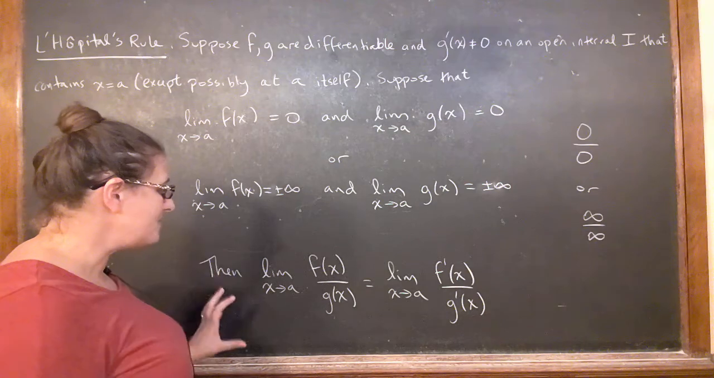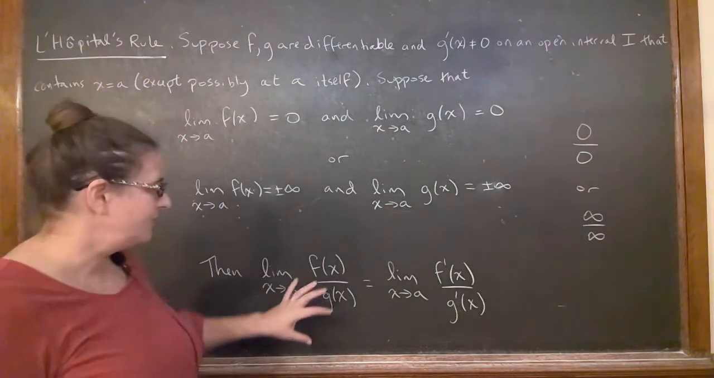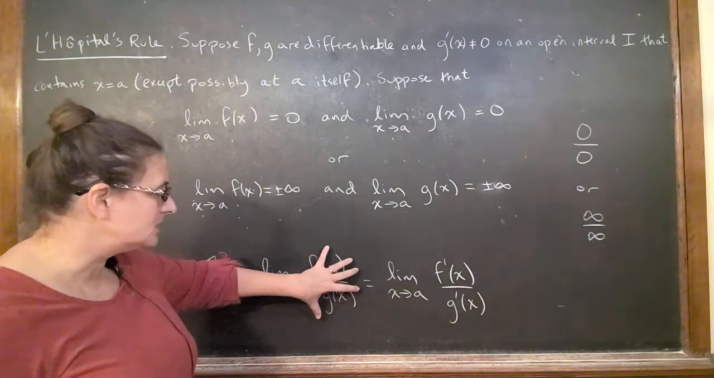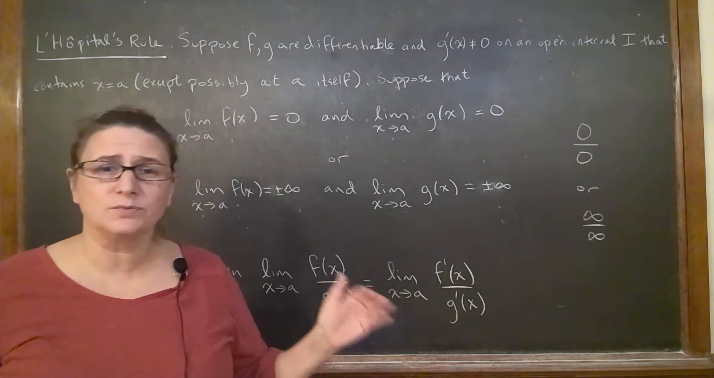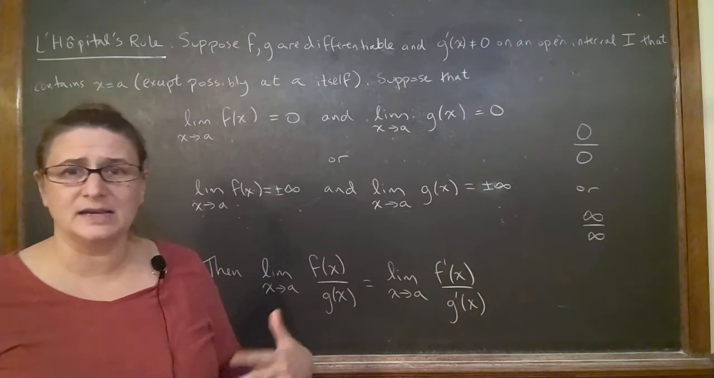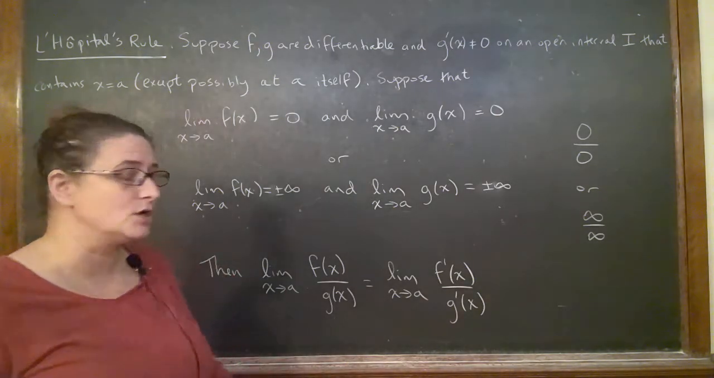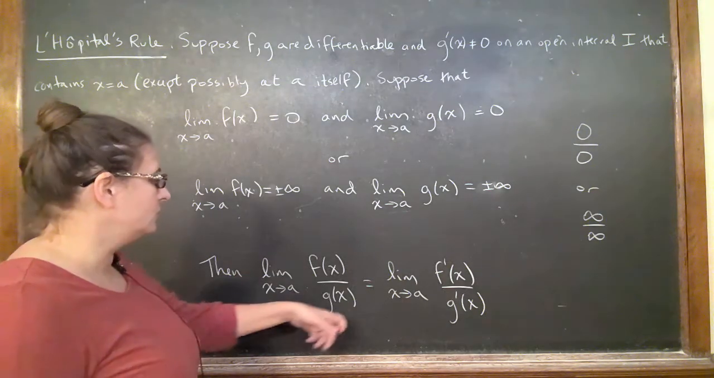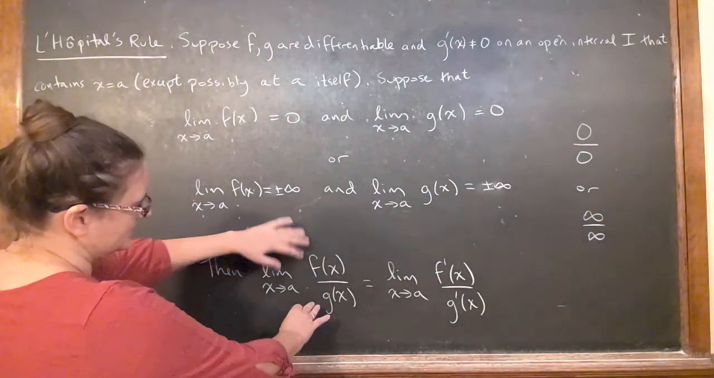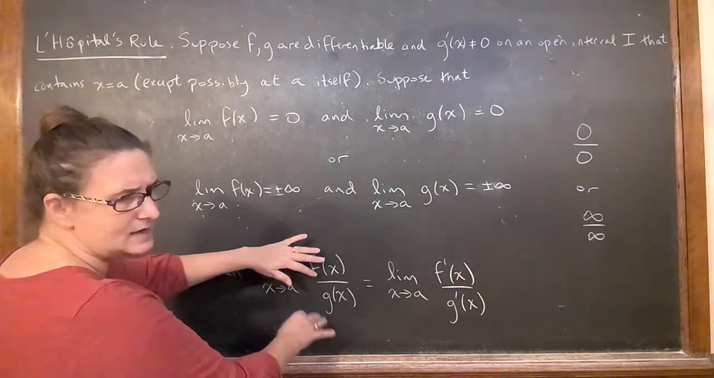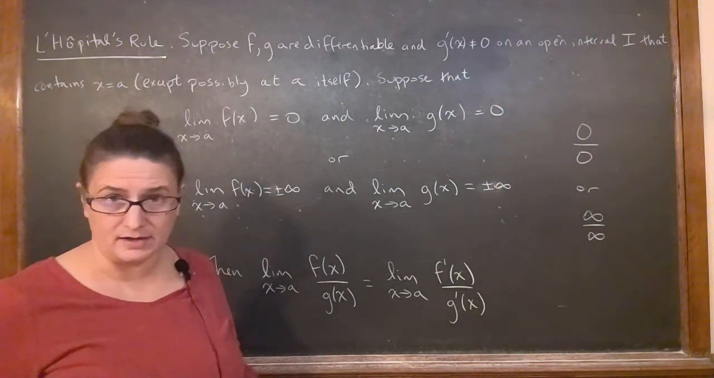Now notice we're not taking the derivative of the whole thing, right? If I were to take the derivative of this, I would have to do the quotient rule because it's a quotient. And of course, if I take the derivative of something, it's a different function, so the limit's going to change. So the rule is not that you take the derivative of the whole thing, but that you look at this as a quotient, as a ratio of two different things.